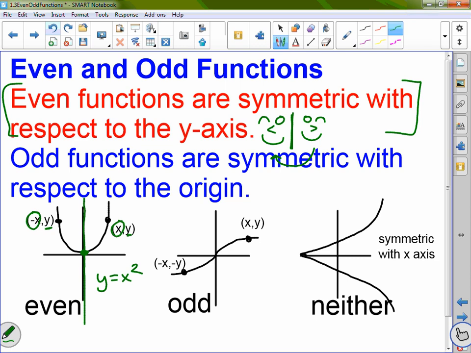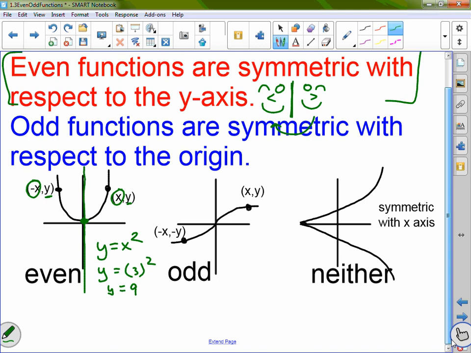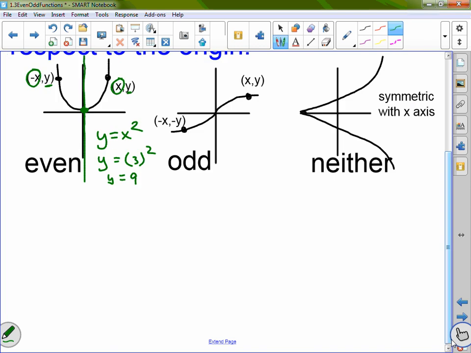So like if this was y is equal to x squared, let's try plugging in 3. So what is y when x is 3? Well, 3 squared is 9, so I get y is equal to 9. What about if I had the opposite x value of that? What would my y be when x is negative 3? Remember, a negative times a negative is a positive, so we get y is equal to 9 again.